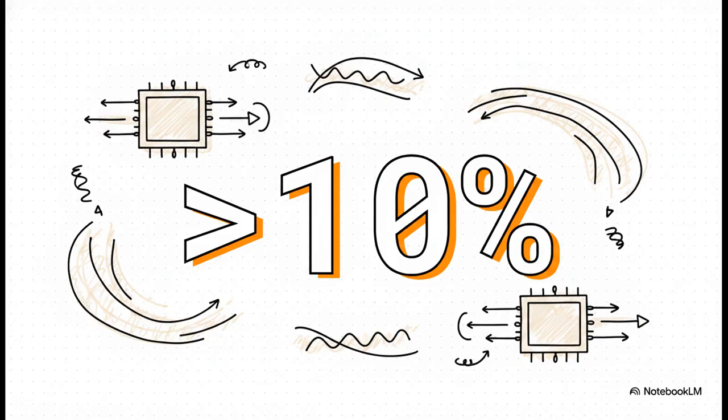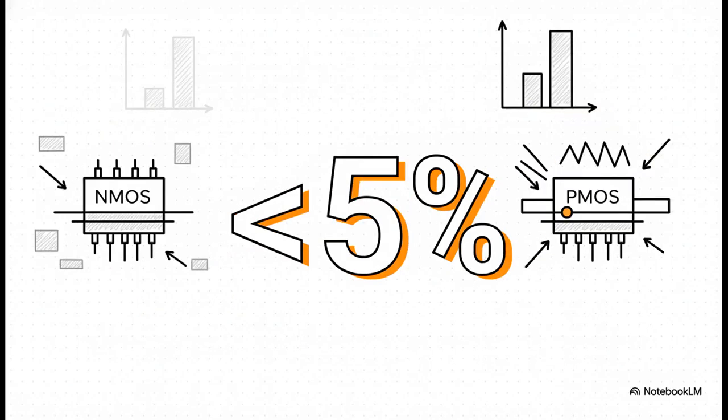So get this, for PMOS transistors, the effect is just huge. We're talking a performance shift of more than 10%. Now, when we say performance, we're really talking about their drive current, basically how fast they can switch on and off. And in the world of high-performance chips, a 10% swing, that is absolutely massive. It's a game changer, and not in a good way. But then you look at the NMOS transistors, and yeah, they're affected too, but the shift is way smaller. It's less than 5%. So you've got this huge divide, right? PMOS transistors are super sensitive, while NMOS transistors are much more stable.